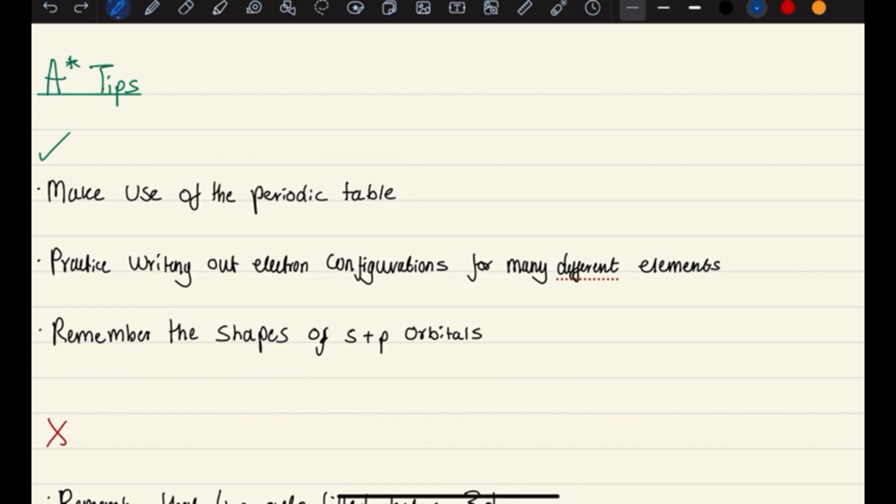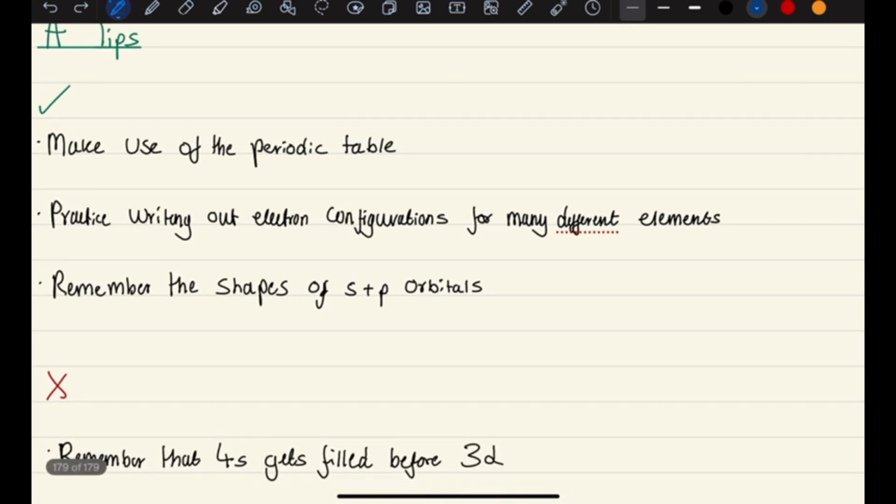Practice writing out electron configurations for many different elements. Test yourself, literally. Guys, you've got God knows how many elements on that periodic table. Just practice writing out electron configurations for all of them. Eventually, you're going to start to click. This is how I do it. Just make sure you practice. And the shapes of s and p orbitals, very easy to forget, but it's an easy mark to pick up.